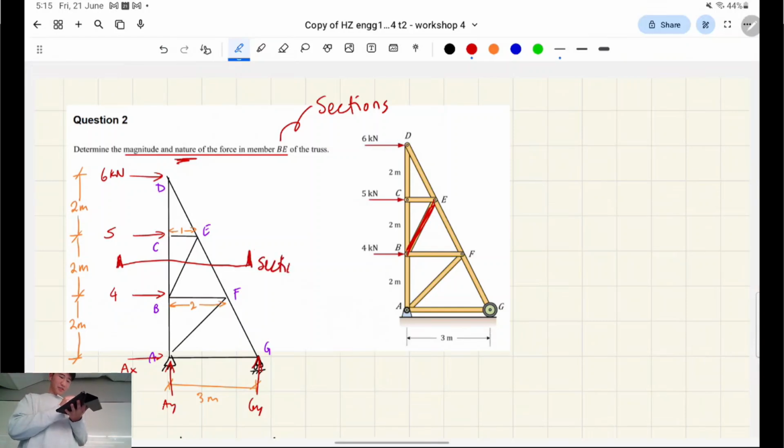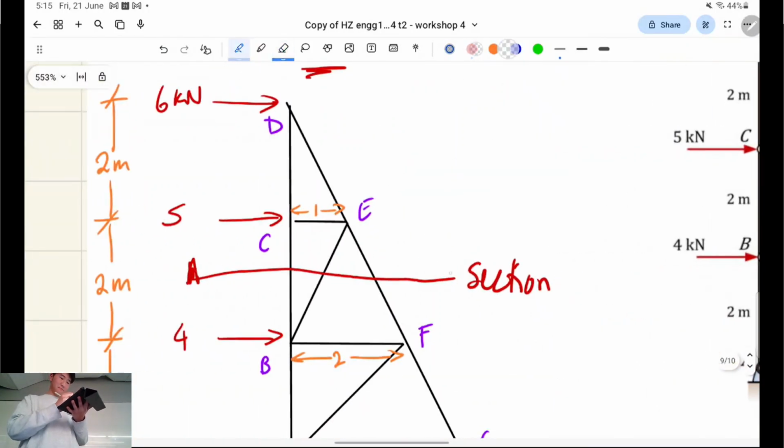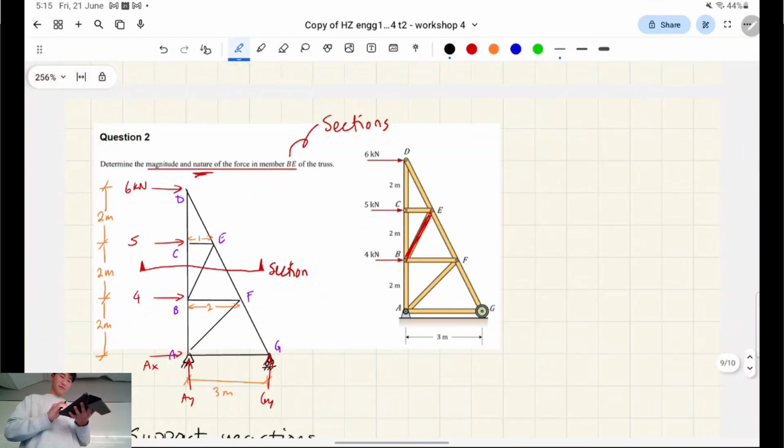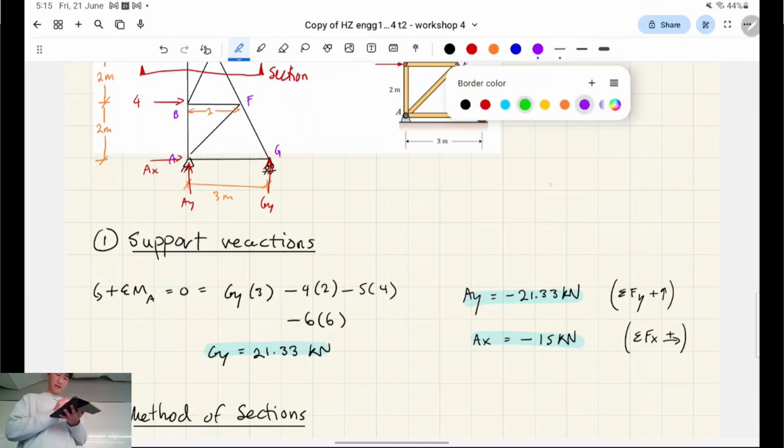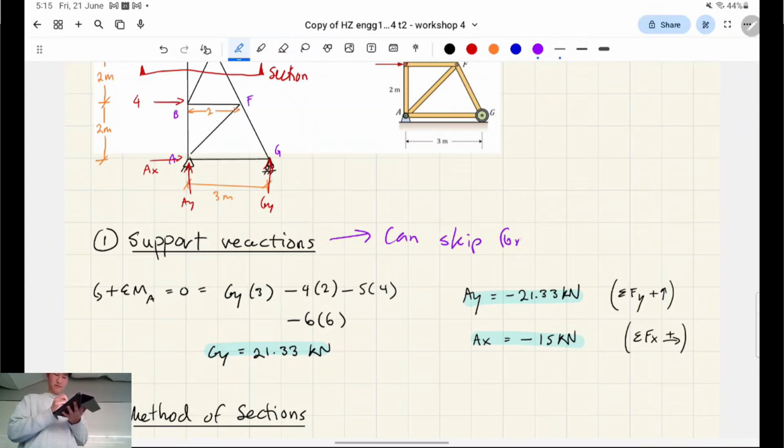So that will be our section going up. I'm pointing the arrow up, like that. Okay, I've included the support reactions, but in my notes I've written here, can skip for this question. Because our section cut points up, right?